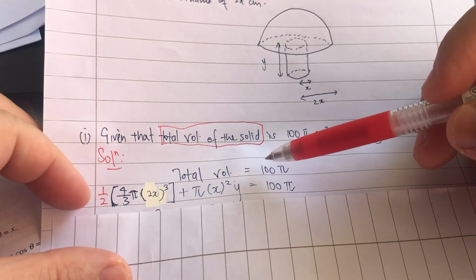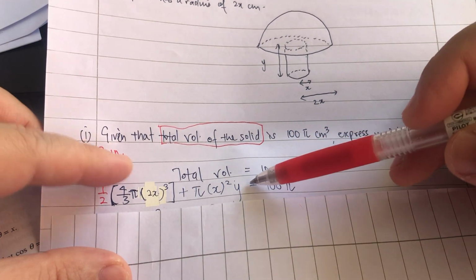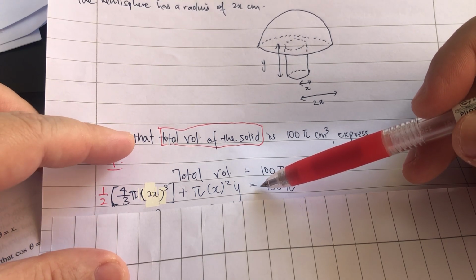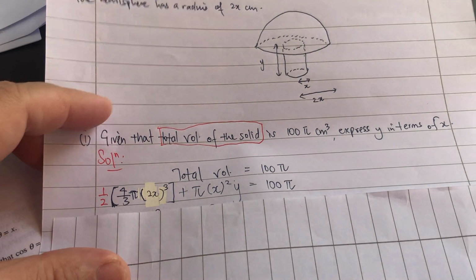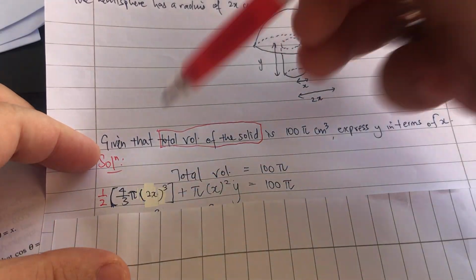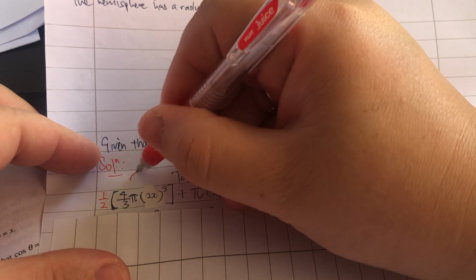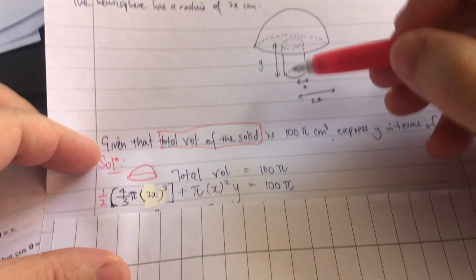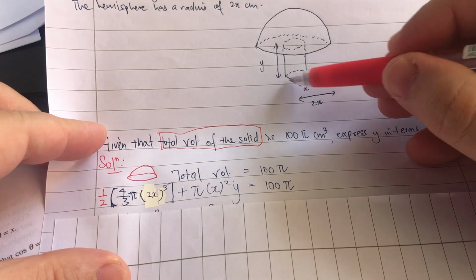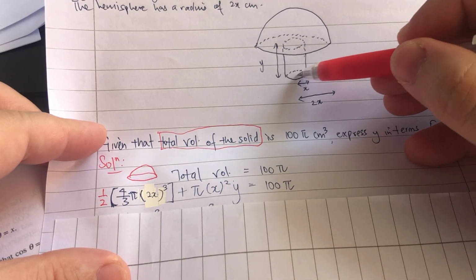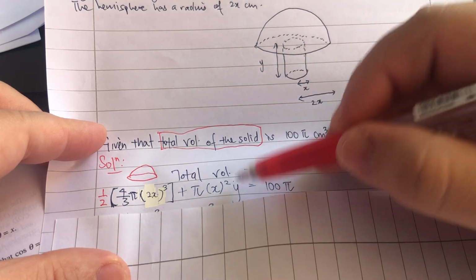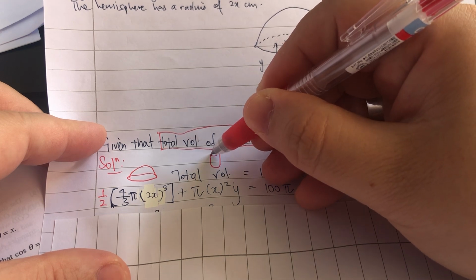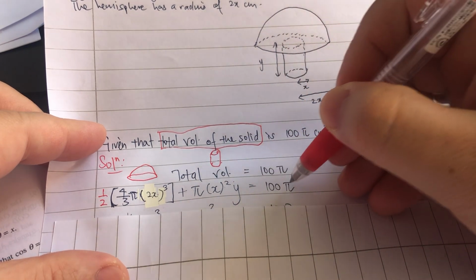You see, in A maths, all these formulae are not given to you. In E maths it's in the formula sheet, but in A maths it's not given, so you need to know them by heart. Half of the volume of a sphere is this part, and for this part here I'm using pi r squared h, where r is x and h is y. This is the cylinder. So it's equal to 100 pi.